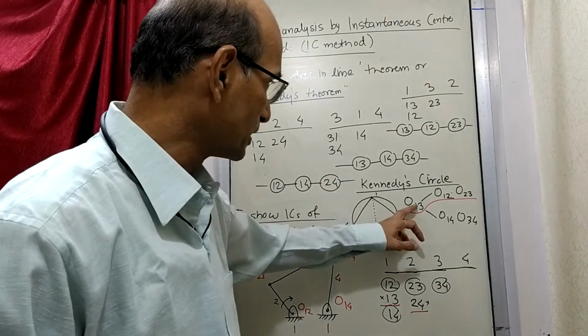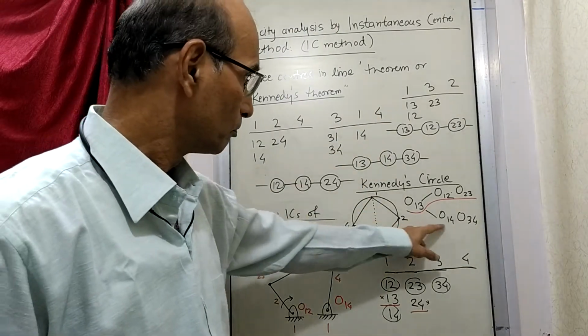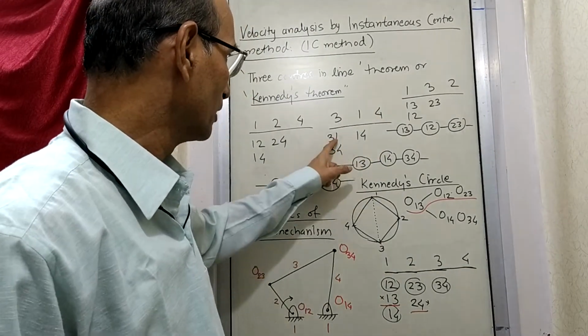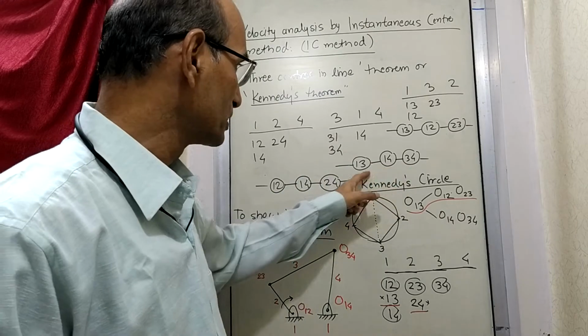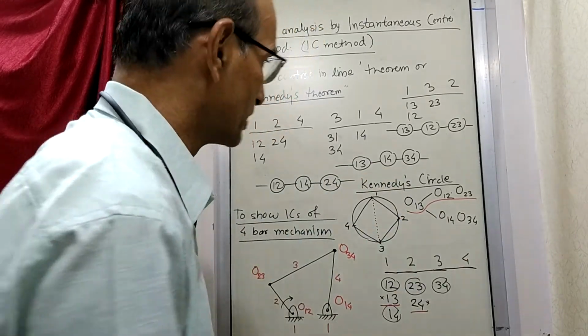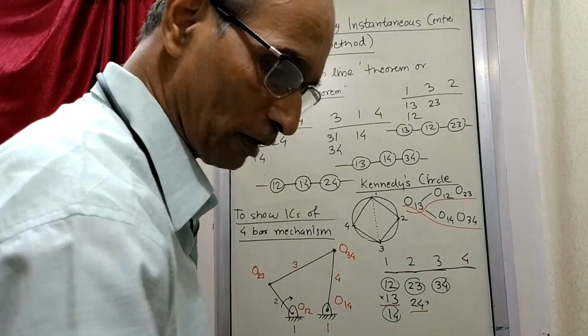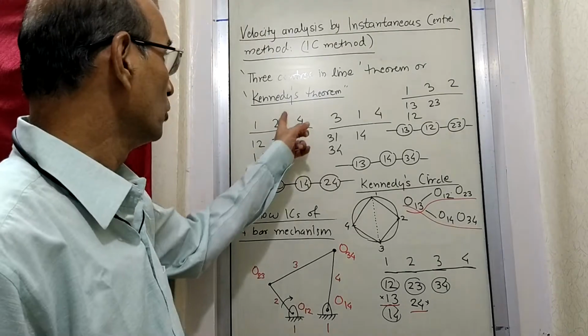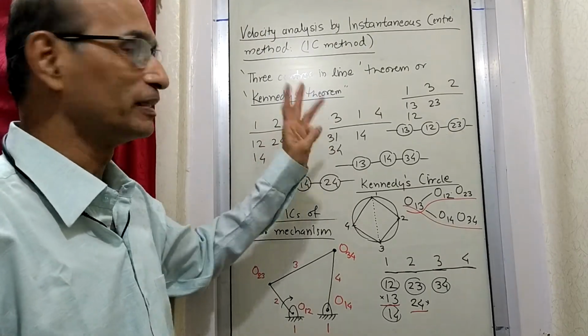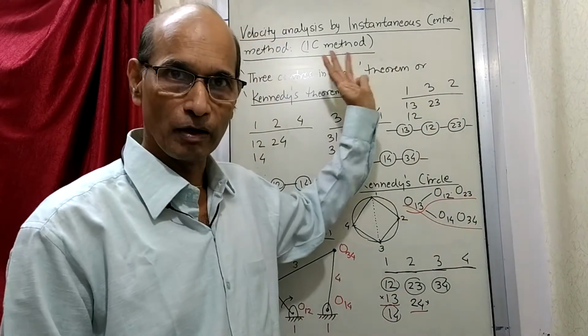Now what are the numbers involved here? 1, 3 and 4. So the centers formed are O13, O14 and O34. So these 3 centers are also going to be in one line. Now see what we have done. As per the rule, if you take any 3 links, then the centers that are formed are in one line. This is the first thing we have learned.